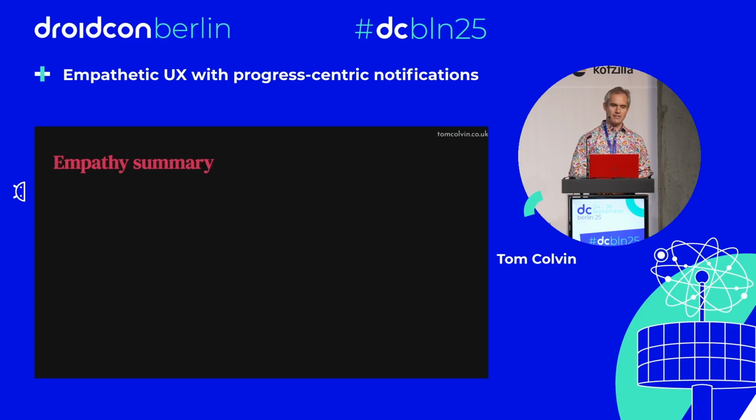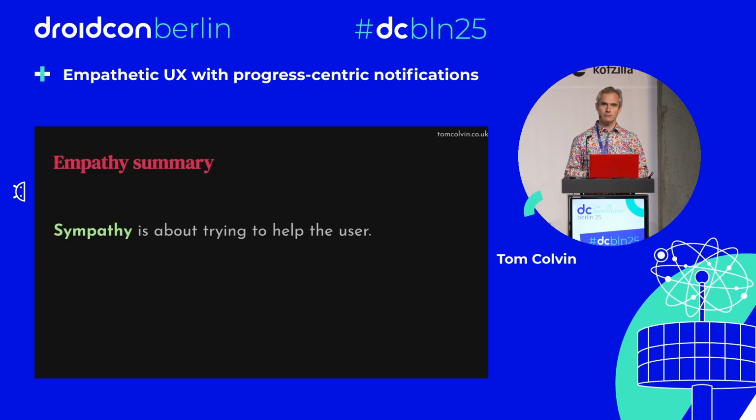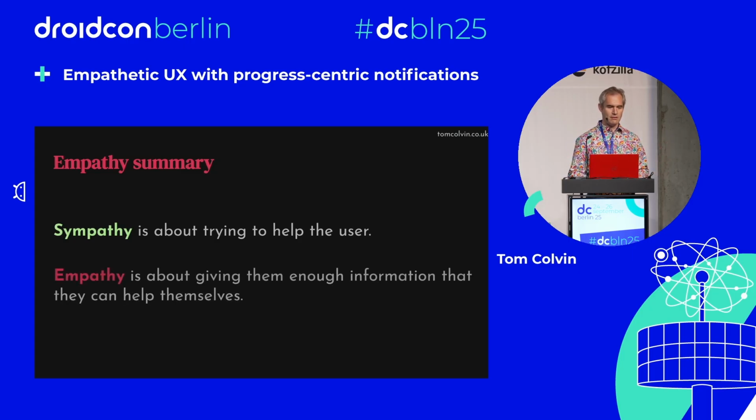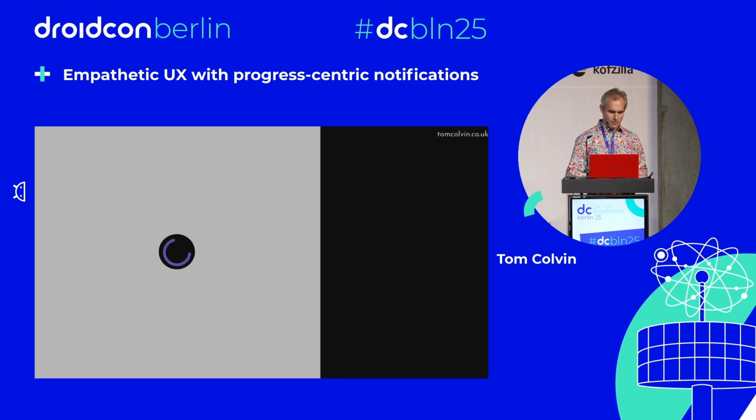So to summarize empathy, it often boils down to this. Sympathy is about trying to help the user. Empathy is about giving them enough information that they can help themselves. Okay. So now moving on to our next section, a quick demo.